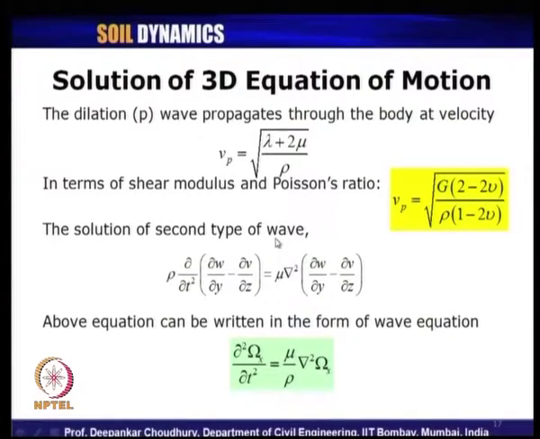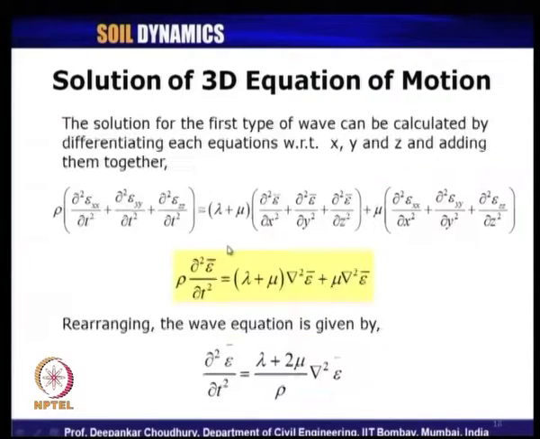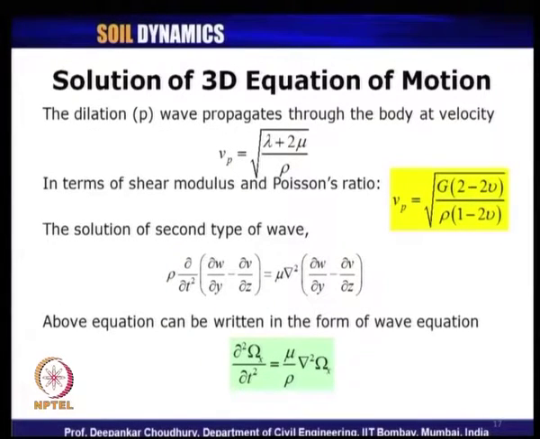What we can do, what we did earlier for the first type of wave, we differentiated all the three expressions in x, y, z direction and added them together, because when the longitudinal wave or compressional wave, that is the P wave, passes through, it gets added because it is going in the same direction.